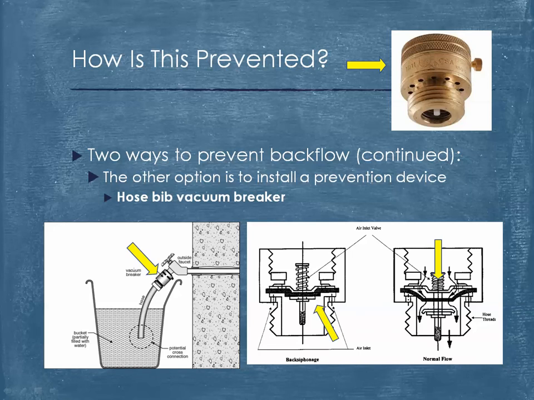Should a backflow situation occur, any contaminated water will hit this closed check valve and exit through the holes shown in the top picture. This hose bib vacuum breaker allows any hose connection to be protected from backflow. These are inexpensive and should be recommended anywhere you see a threaded hose connection without a built-in vacuum breaker.